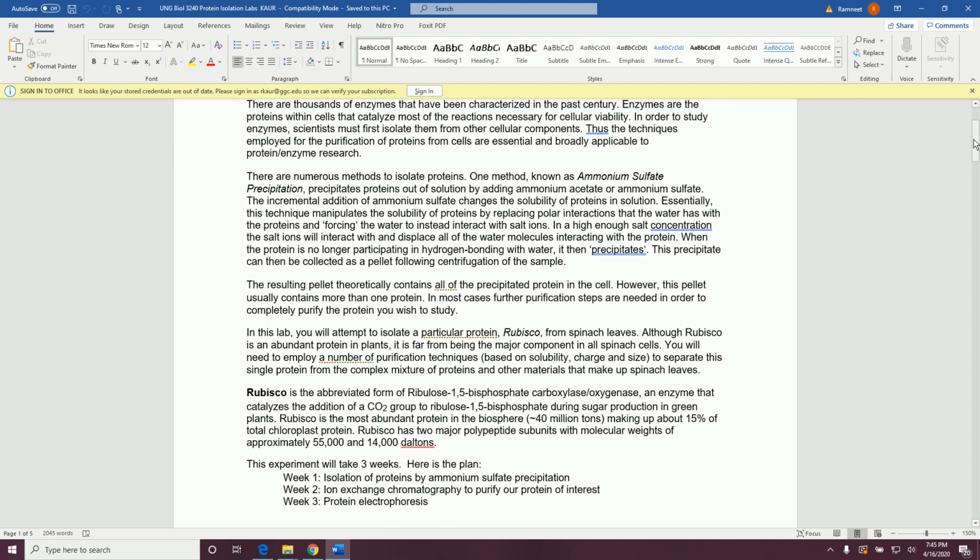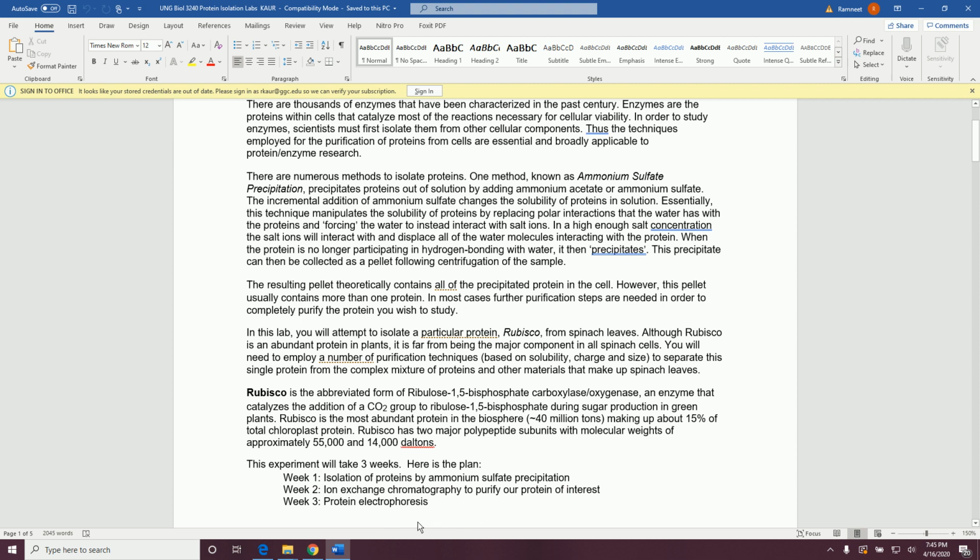So in the first lab, there is isolation of proteins from spinach using ammonium sulfate precipitation. And in the second lab, because we have collected some proteins, we purify the protein and we try to get the rubisco. That is done by a technique called ion exchange chromatography.